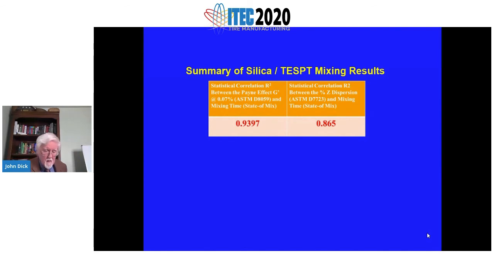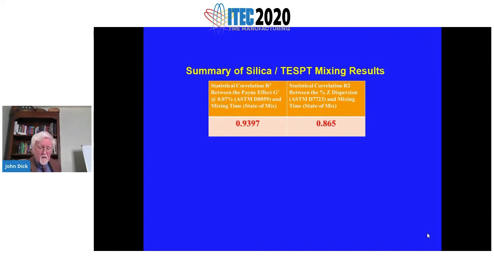On the next slide, you see a direct comparison of the coefficients of variation for the ASTM D8059 method, which is a pain effect method, which gave the highest result. Maybe that explains why it's used so much in this area, versus the Dispergrader method, which is not bad, but not as good as the pain effect method. The Dispergrader method gave 0.865.